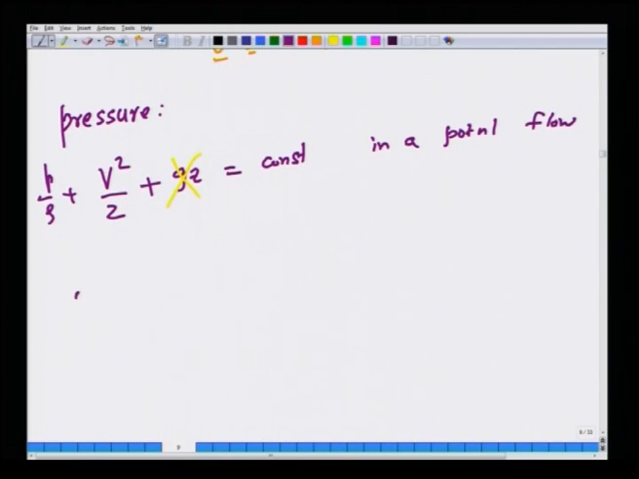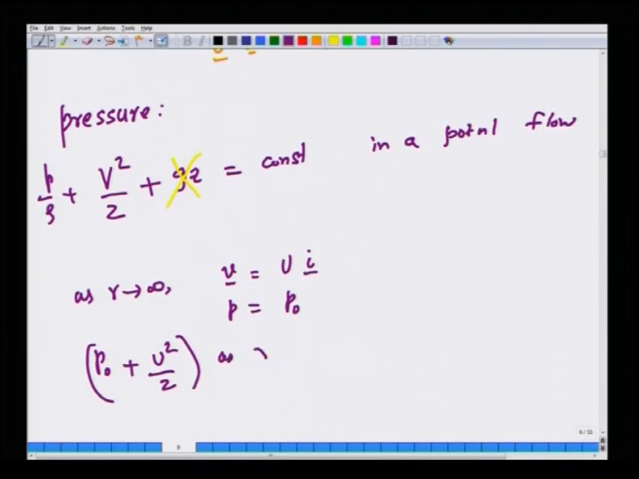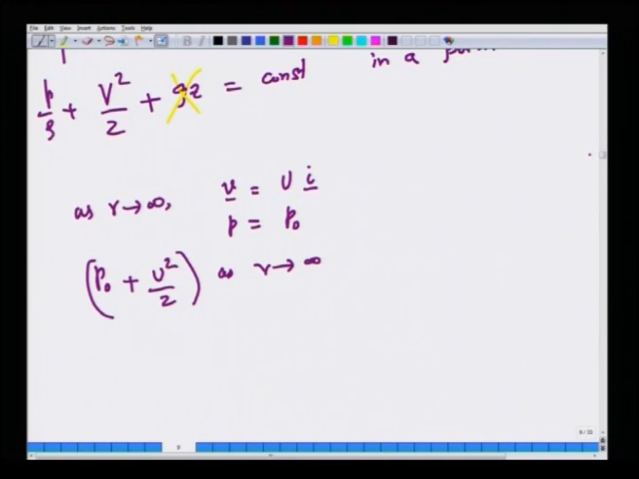As r goes to infinity, the velocity vector is u times I, we just derived that, and the pressure is some constant pressure p naught. So, the constant that we want far away is p 0 plus u squared by 2, because you can fix that constant by looking at the pressure and velocities far away. Now, we want to calculate the force on the surface of the cylinder due to pressure forces, at radius square root of lambda by u.